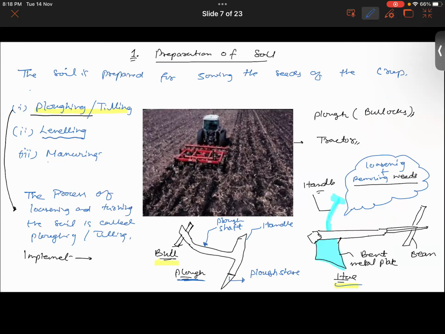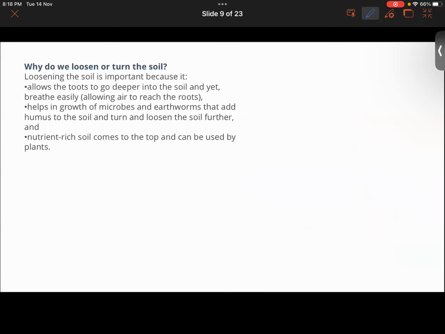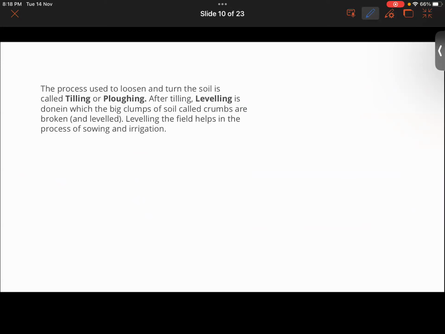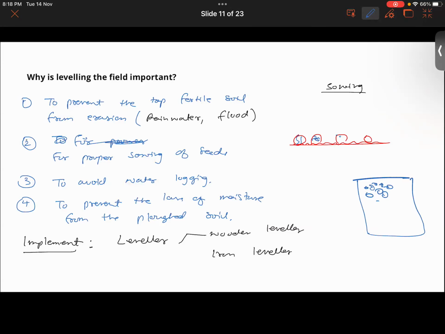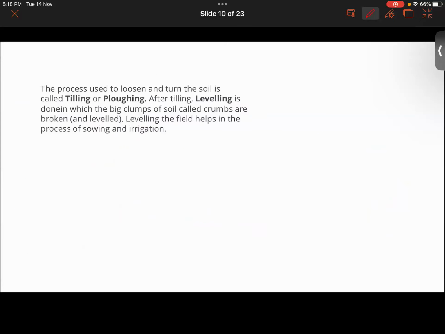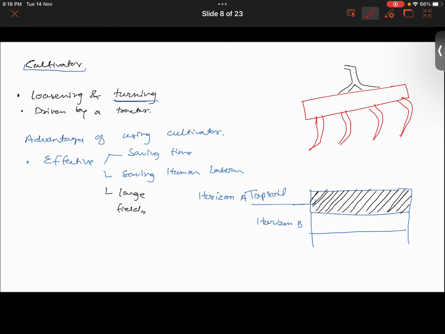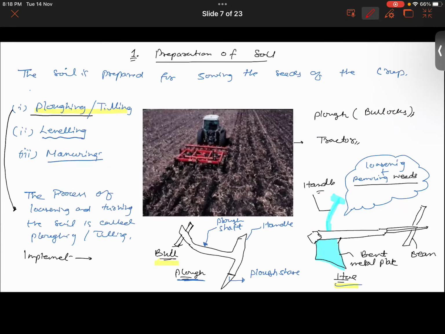And then comes the manuring. Would you like to explain what is manure? I hope you must have heard of manures. Now we have to do selection and sowing of seeds as well, but since all these things are done together, one after another, they are usually done during the preparation of soil.